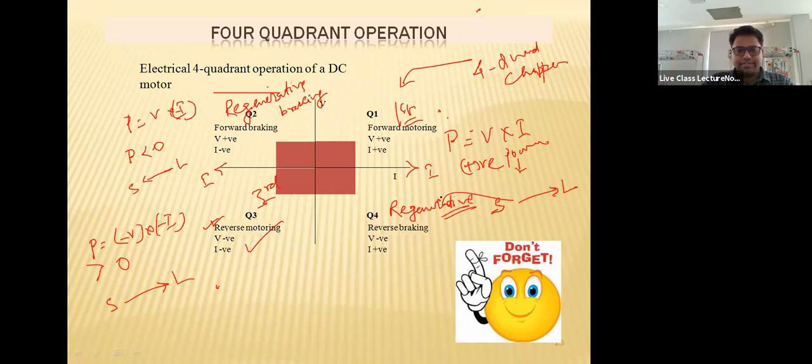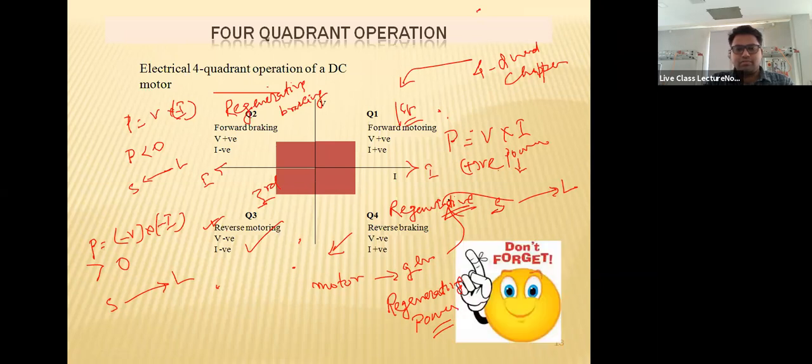Why will you call it regenerative? Any idea? Because during this time, the motor is acting as a generator and it is generating power. That means it is regenerating power, so that's why it is called regenerative braking. Once the motor used to take power, now it is generating power.